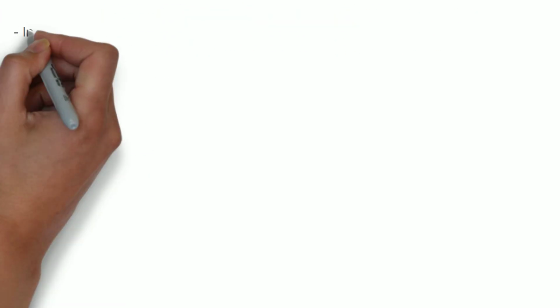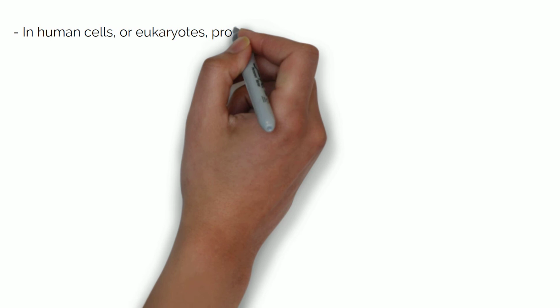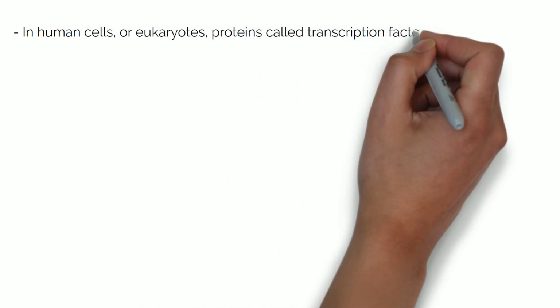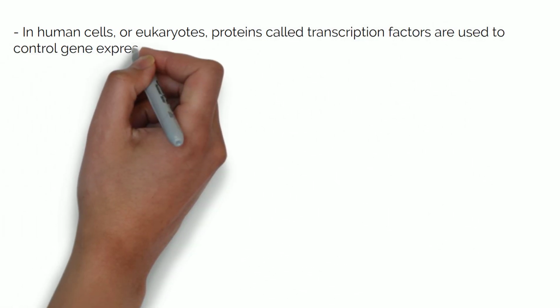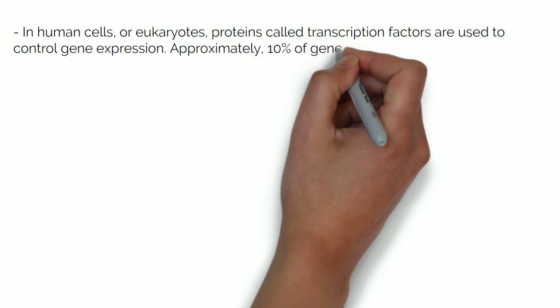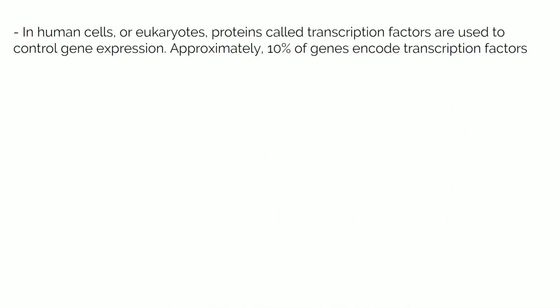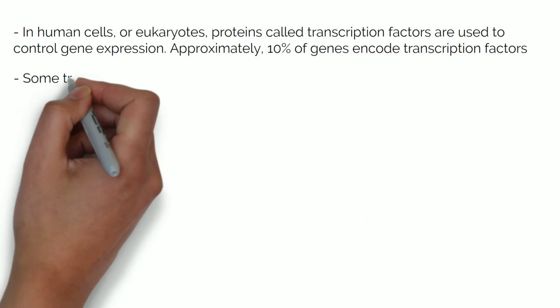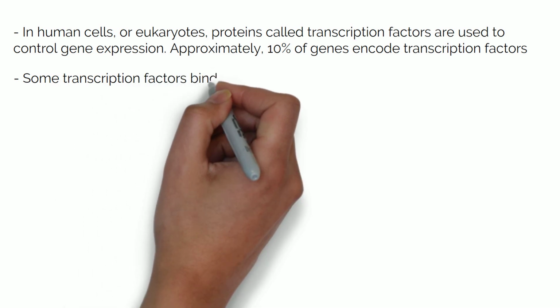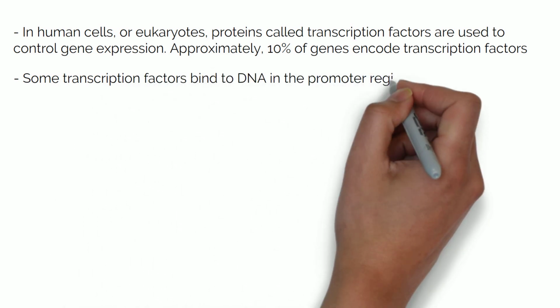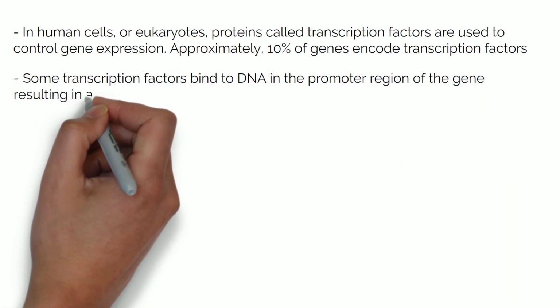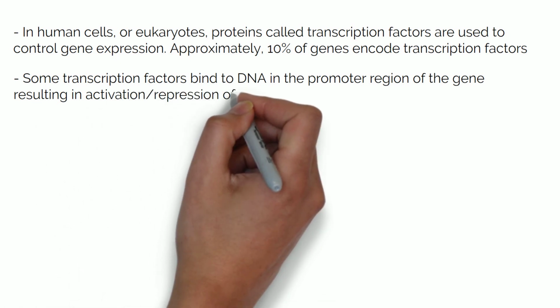In human cells, or eukaryotes, proteins called transcription factors are used to control gene expression. Approximately 10% of genes encode transcription factors. Some transcription factors bind to DNA in the promoter region of the gene, resulting in activation or repression of gene transcription.